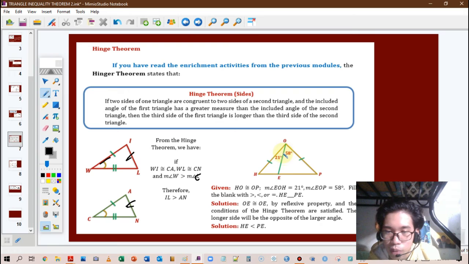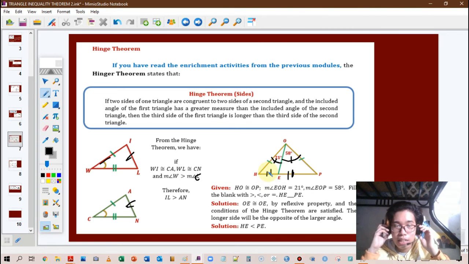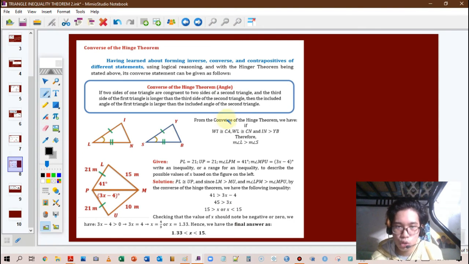for this problem, we can say that HE is less than PE, or PE is greater than HE. Because the 58 degrees here has a greater side measurement as compared to the 21 degrees here, also postulated by the Hinge theorem. And then we have the converse of the Hinge theorem.